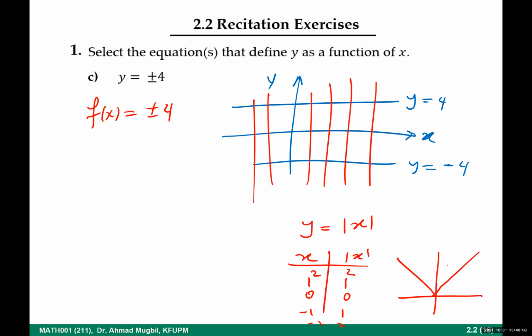This is the graph of y equal to the absolute value of x. We will have it maybe tomorrow as a piecewise defined function. It looks like V shape. So here, Shabab, for any x you have two values. Not only for one x. For each x you have two y's. For any input you have two outputs. So this is not a function.